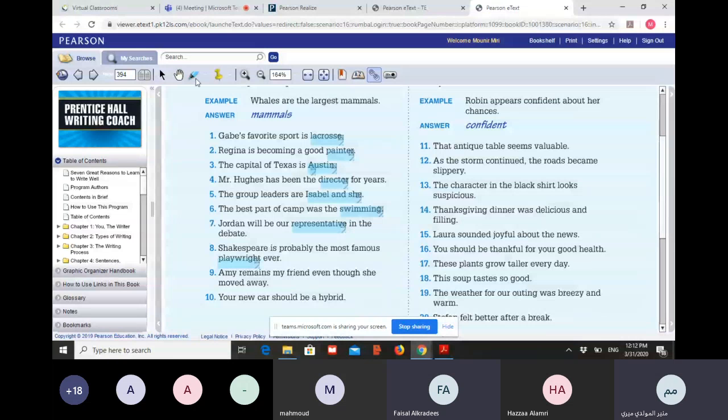Very good. Teacher, can I do number 10? Abu Ithnin, number 10. Fast, please. Your new car should be a hybrid. The answer is a hybrid. Excellent. Very good.